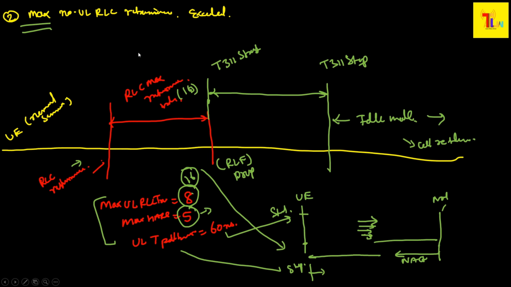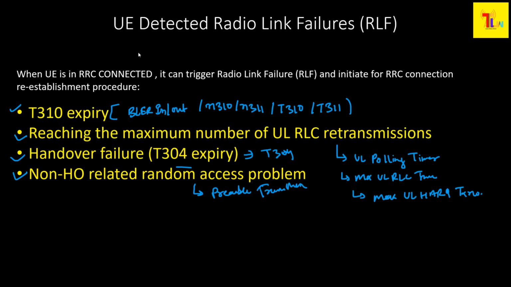Now the fourth scenario that we are going to discuss is the non-HO related, or basically the RACH related issue. I have discussed three here, so this one is your fourth scenario. Here we are considering non-HO related RACH, which means the RACH failure is not related to the handover.